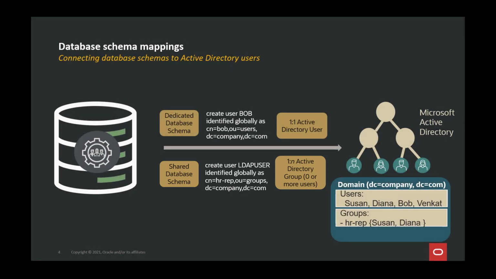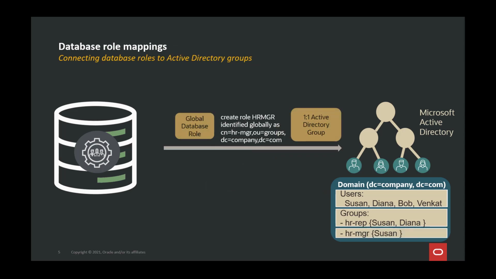Now, in addition to doing schema mappings, we also do role mappings, and here it's always one-to-one. A global database role maps to one and only one Active Directory group, and the syntax for that might be something like create role HR_manager identified globally as CN=HR-manager, OU=groups, DC=company, DC=com.